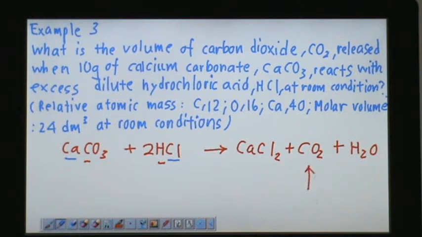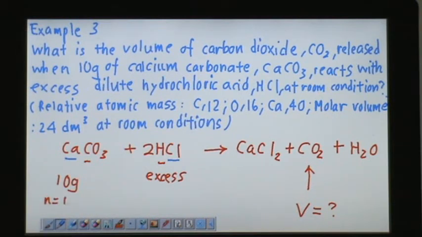Okay, so with this balanced equation, we want to find out the volume of carbon dioxide released. What other information is given? Is it 10 gram? Yes, 10 gram of calcium carbonate. Always start with the mass, because from mass we can get the information through calculation. By the way, the acid is in excess.